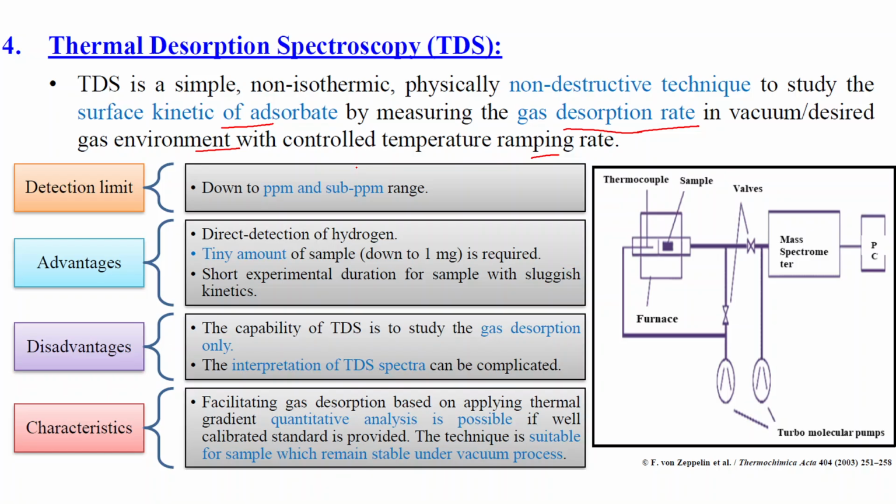For example, if you take a sample in which hydrogen is already adsorbed, and you heat it, then obviously the gas will expand and release out of the pores. The rate with which the gas comes out can be determined with thermal desorption spectroscopy. But all this heating takes place at a controlled temperature ramping rate and in a controlled environment.